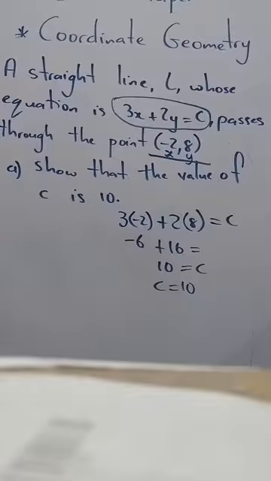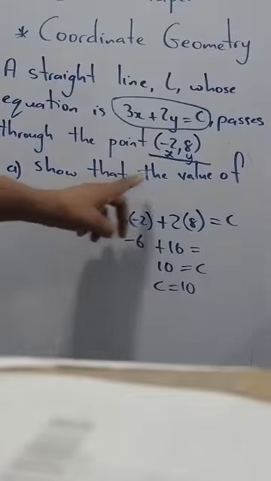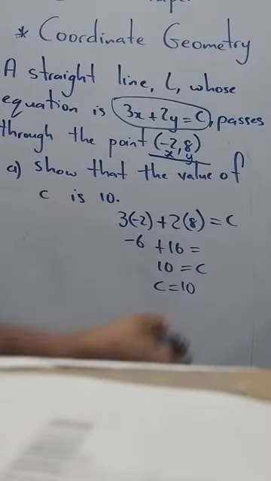Have I shown them what I should? It says show that the value of C is 10. C is 10, so I get my full marks.